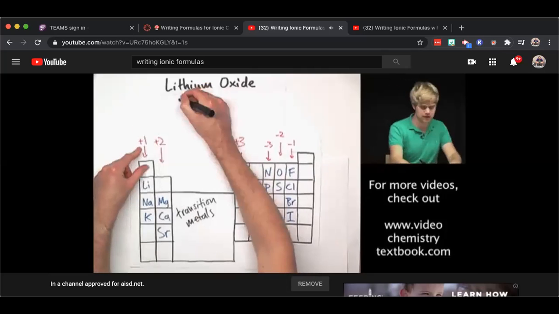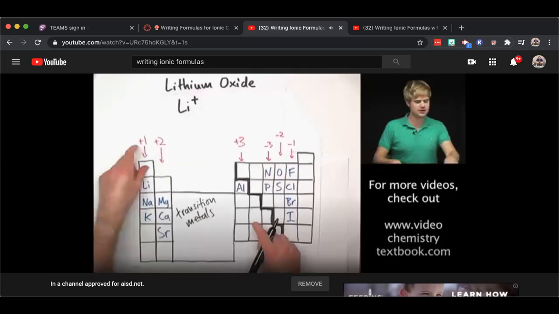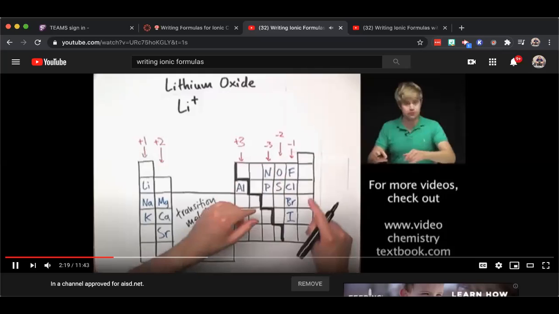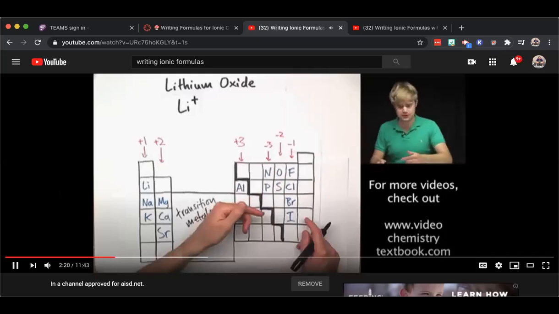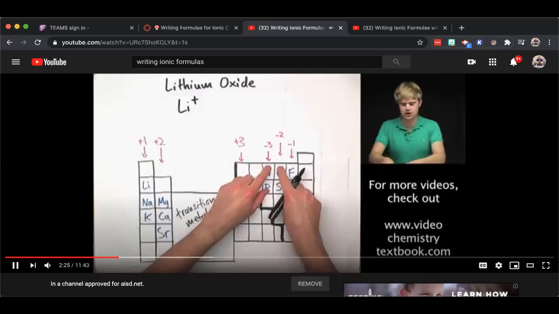So I'm going to write this right here, Li 1 plus. Everything in this column has a 2+ charge, 3+ charge. You might want to write this on your own periodic table that you have for your reference, the same thing I did. Everything here has a 3- charge, and oxygen, which lives in this column, has a 2- charge.